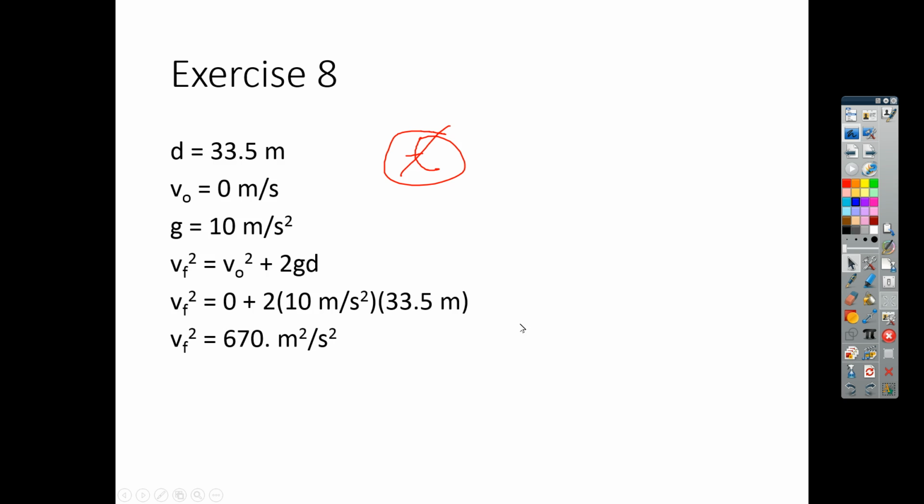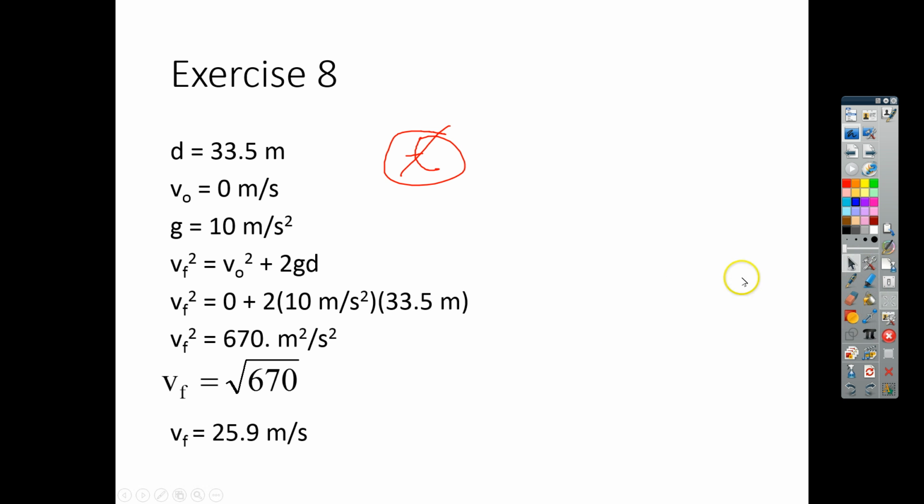We can go ahead now and multiply 33.5 by 10, multiply that by 2, we get 670. And now notice that we need to take the square root of both sides. If you take the square root of both sides, you end up with 25.9 meters per second, and that would be how fast they're traveling at the fastest point down at the bottom before they start to slow down so that they don't get hurt.